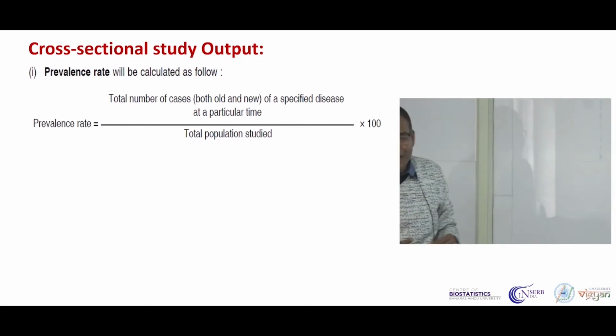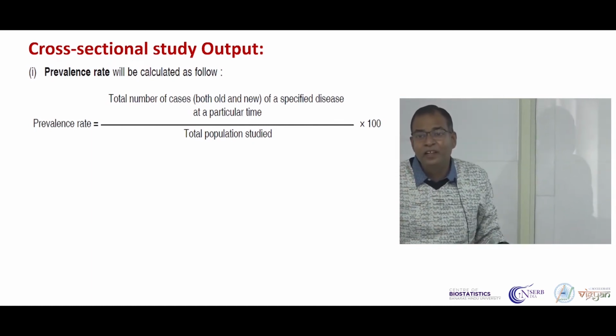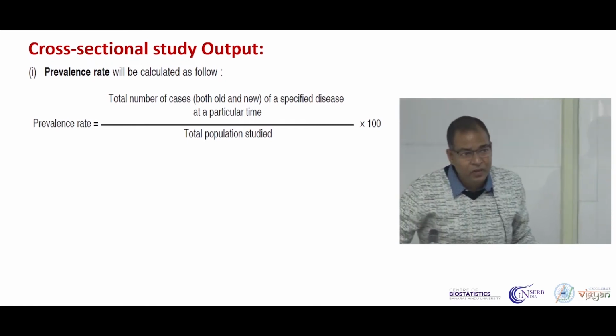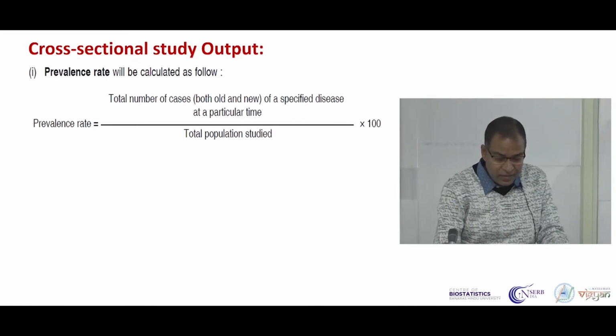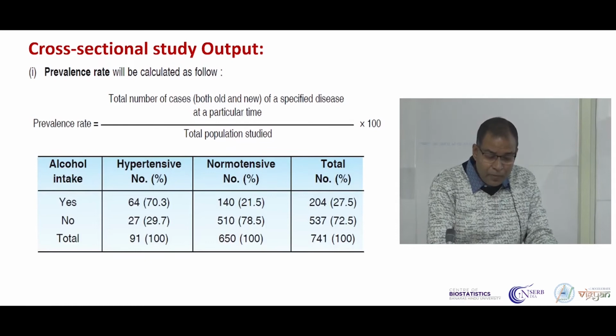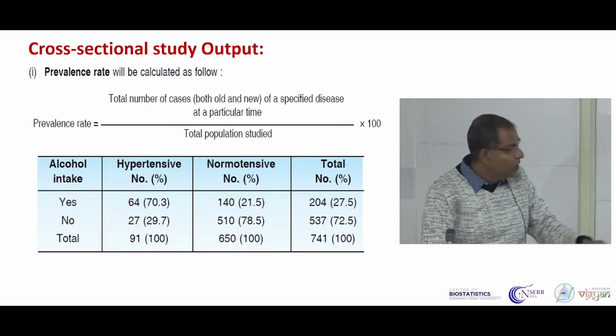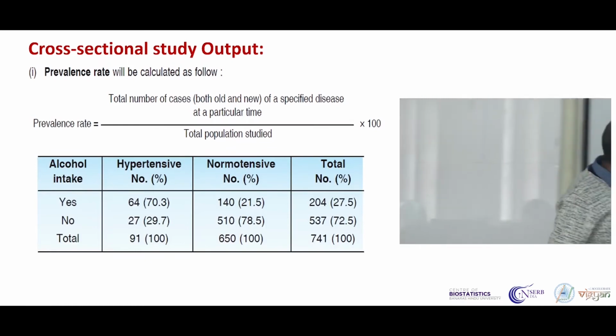Then it is percentage. If multiplied by 1000, then it is prevalence per 1000 population as well. So whatever you wish, you can report like this. And then you have to make one cross table like this. You see, hypertensive and normotensive.